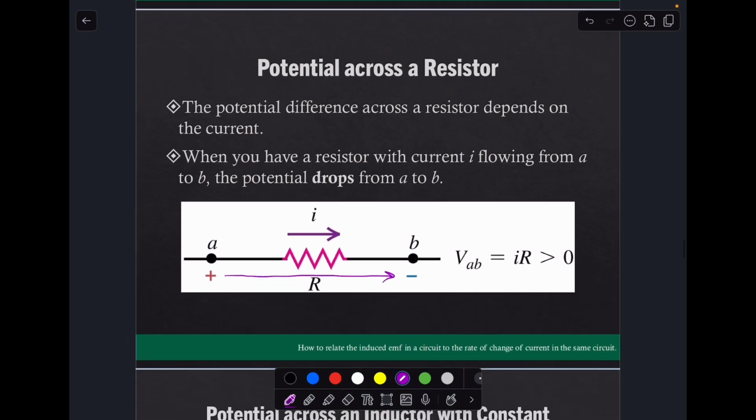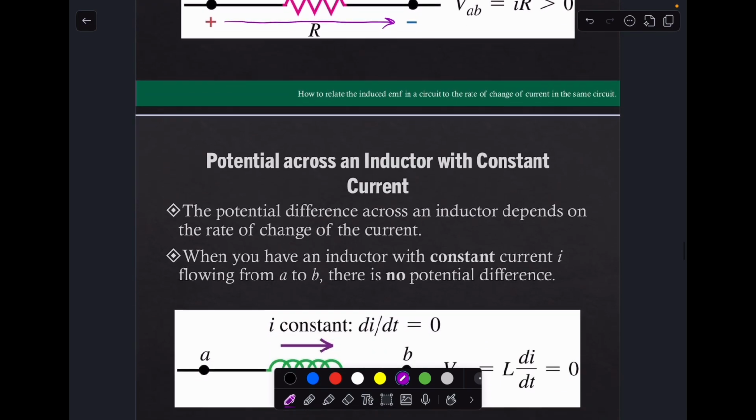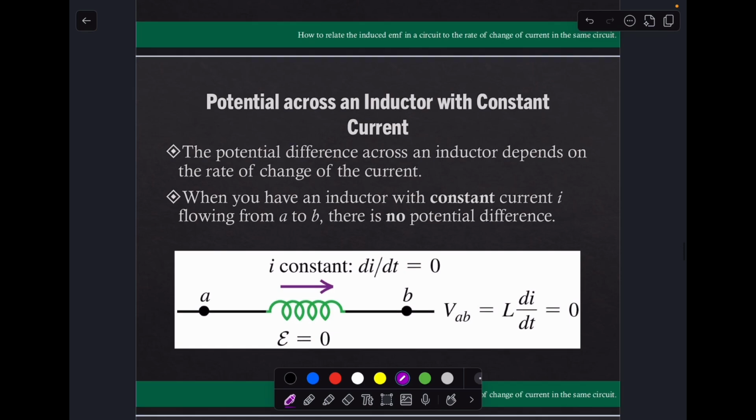What happens if you instead put an inductor in place there? Well, if you have an inductor in place of a resistor and the current flowing is constant, that means that the change in current with respect to time is 0. Well, if you plug in a 0 here, you will get no voltage, right? The only time an inductor does anything is when you have a changing current. So if you have a constant current, a current that is not changing with time, you will not get a voltage across that inductor.